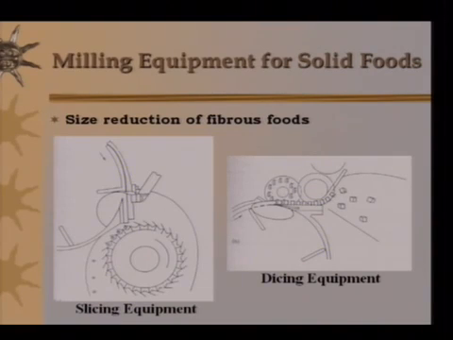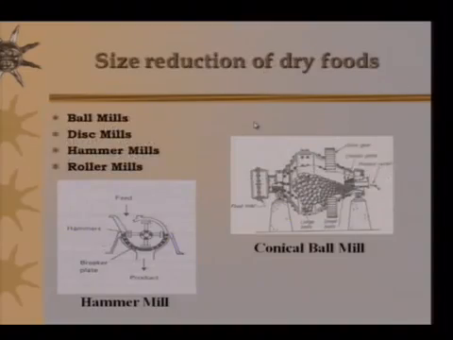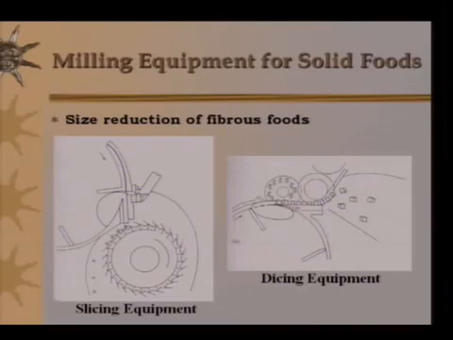And in dicing equipment, if you see, the material is first cut in the longitudinal direction, and then the second knife or rotor will cut it in the horizontal and vertical direction, thereby giving you a small diced product as you see on the right hand side here. Now these dicing products are very much used in the food industry, especially for canning of material like carrots and other material.